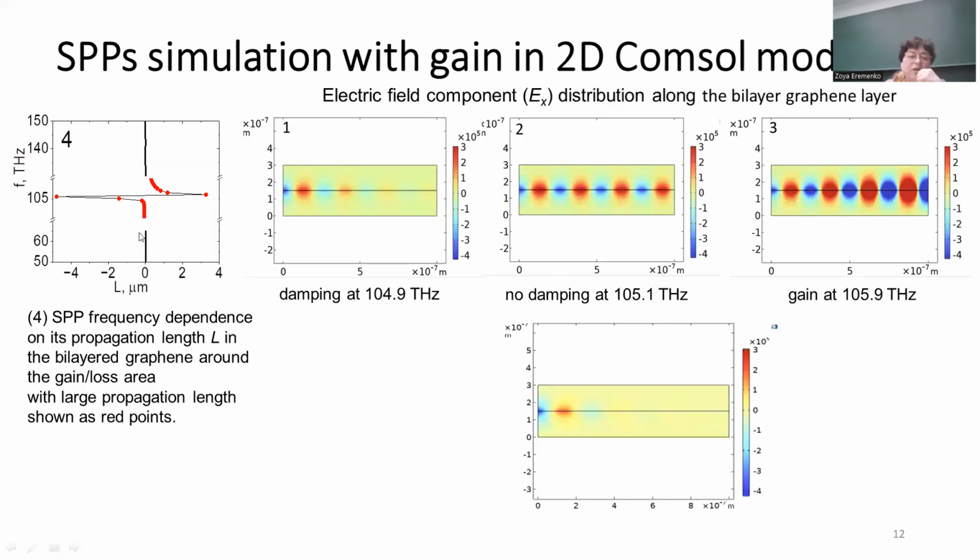On this picture, there is the propagation length in the narrow frequency range that has damping here. It's a picture of a propagating wave, with a no-damping stage and a gain stage. And on this picture, I can show you some videos that present how the waves change their properties.